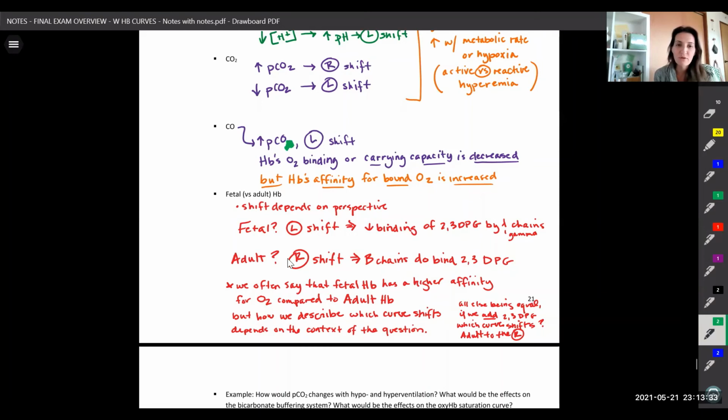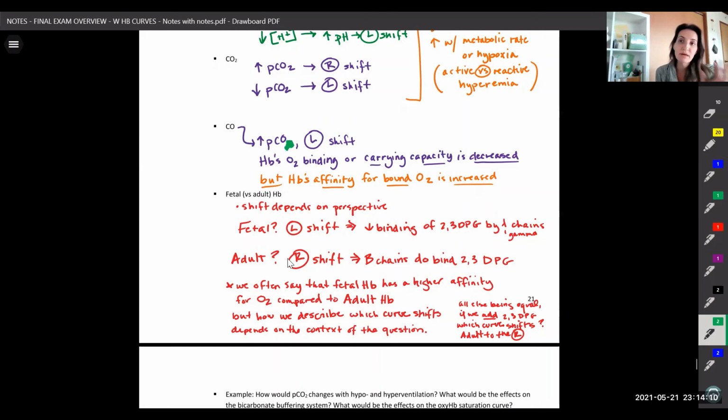So if we focus on the fetal hemoglobin versus the adult, compared to the adult hemoglobin, fetal hemoglobin shows what type of shift? It's a left shift. And that's because there's decreased binding of fetal hemoglobin to 2,3-DPG. That's due to the gamma chains that are used rather than the beta chains. Gamma chains have a lower affinity for binding 2,3-DPG.